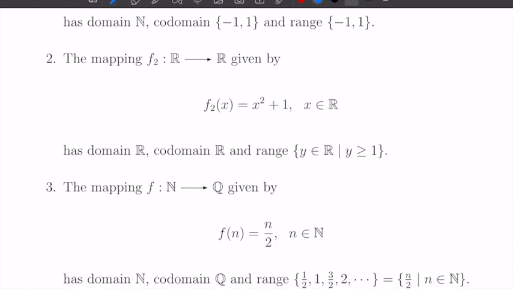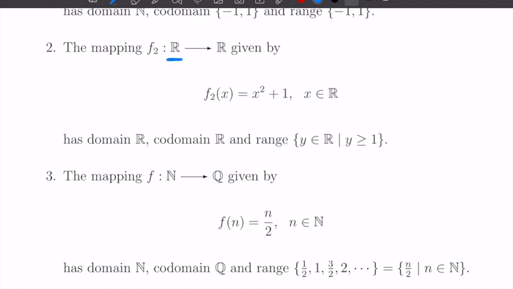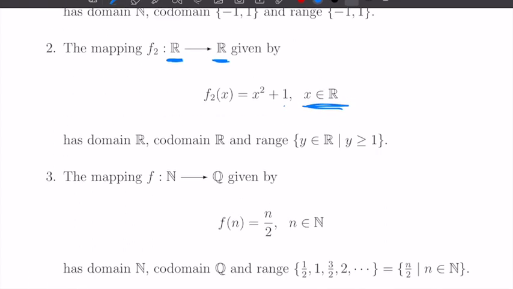And the next example, the mapping F2 from real numbers to real numbers. Let's define this function as x squared plus 1 for all real numbers. In this case, the domain is R, and the codomain is R, and the range is this subset of real numbers: all the real numbers greater than or equal to 1.